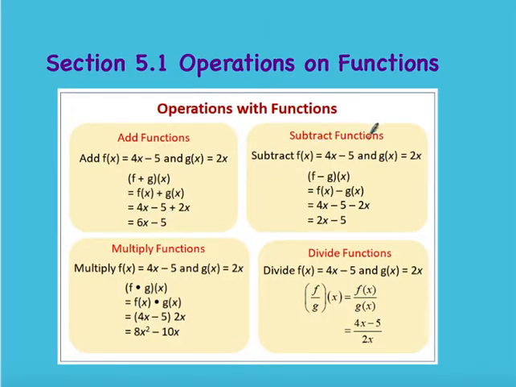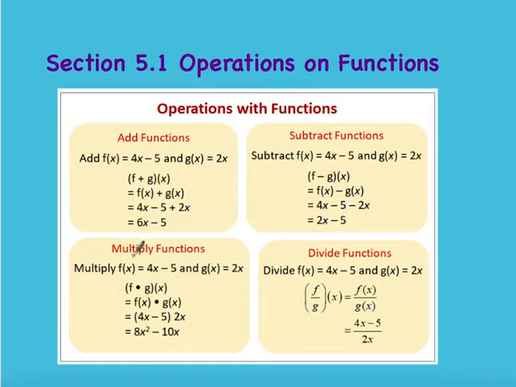If you have to subtract functions, notice that they're using the same named functions, f of x and g of x, but the notation for that would be f minus g, that's the named function, of x. That simply means to take our f of x minus our g of x. Now when we do that, we want to remember that we have to subtract the entire function. If there's more than one term here, you would have to distribute that negative sign. So that gives us f of x minus g of x is 4x minus 5 minus 2x. When we combine our like terms, our subtracted functions give us 2x minus 5.